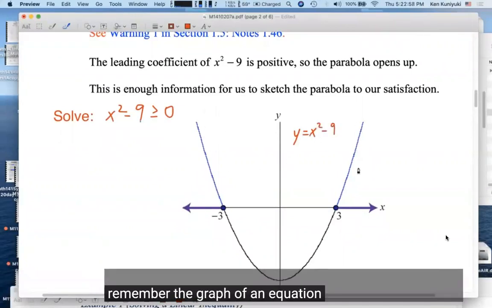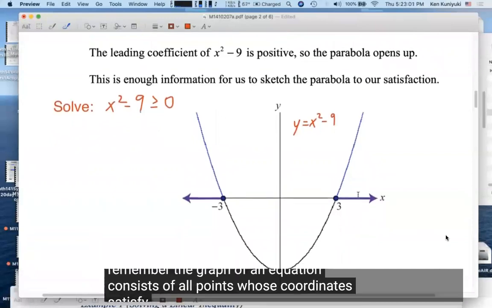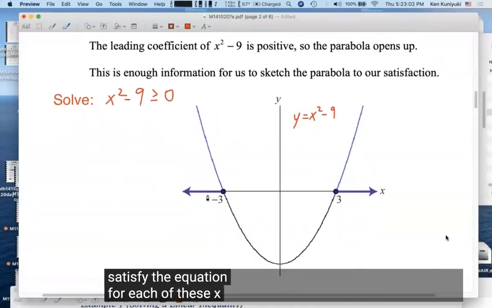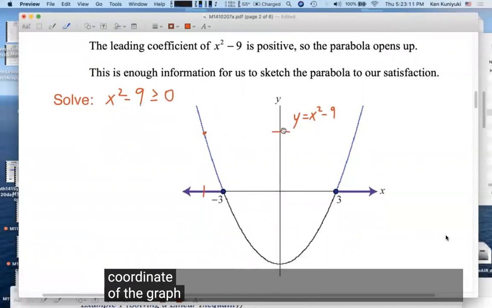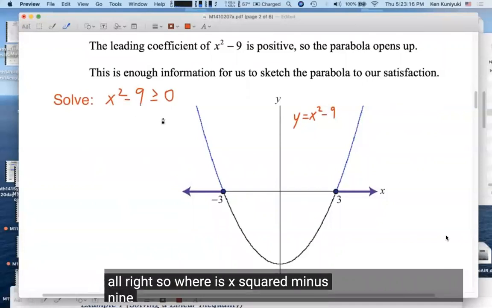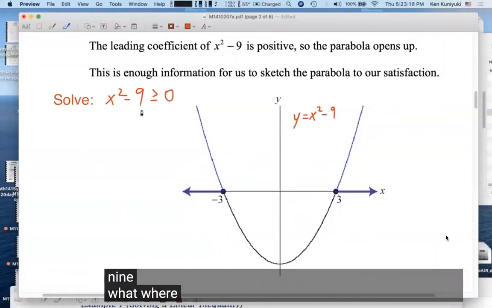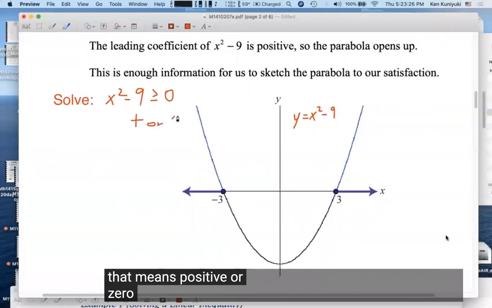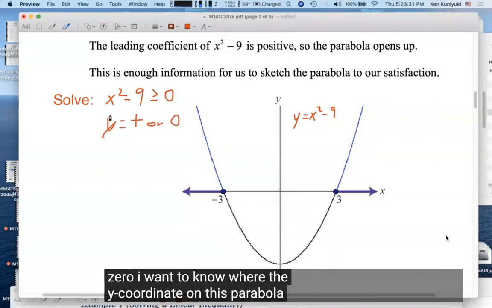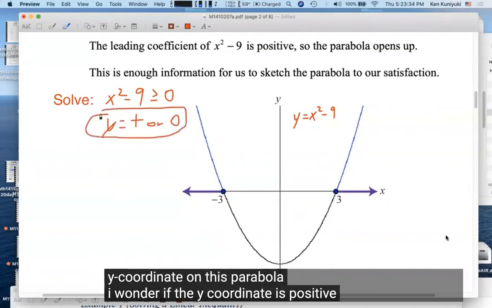Remember, the graph of an equation consists of all points whose coordinates satisfy the equation. For each of these x coordinates, in principle, you can read off the corresponding y coordinate of the graph. All right, so where is x squared minus 9 non-negative? That means positive or 0. I want to know where the y coordinate on this parabola is positive or 0.